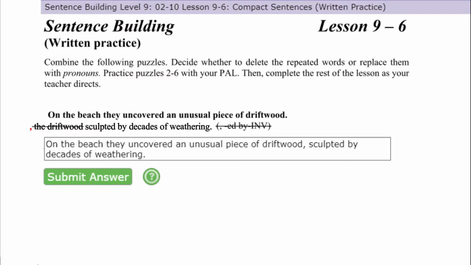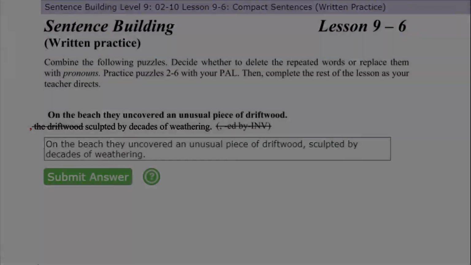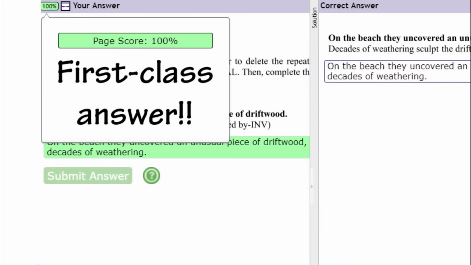That sounds like an acceptable English sentence. Click Submit and see if the computer agrees. It does! The combined sentence was acceptable. Let's try a few more.